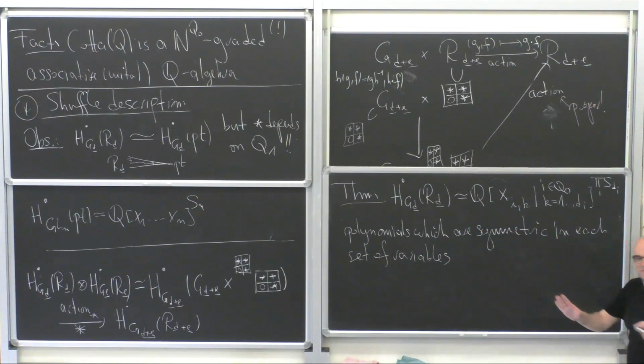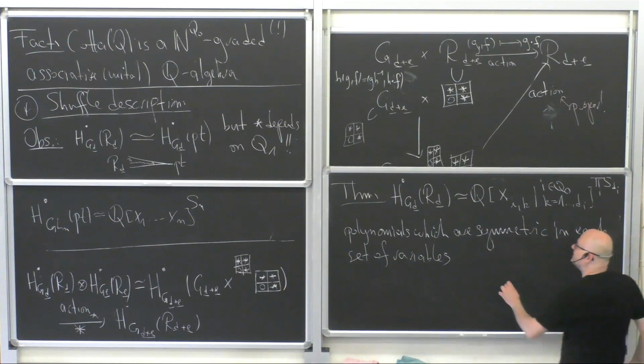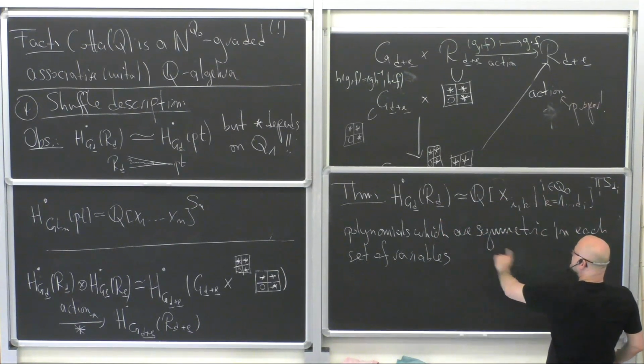So that's not yet the theorem. That's more or less just this observation. The theorem is now that I can describe the product, the star product, in this language of symmetric polynomials. Yeah? This is isomorphic to this polynomial.